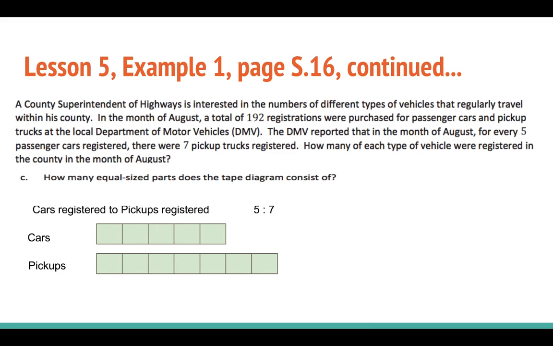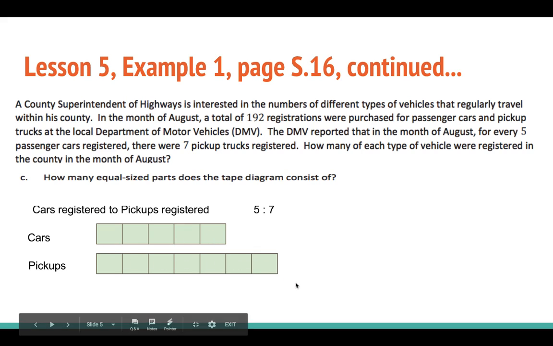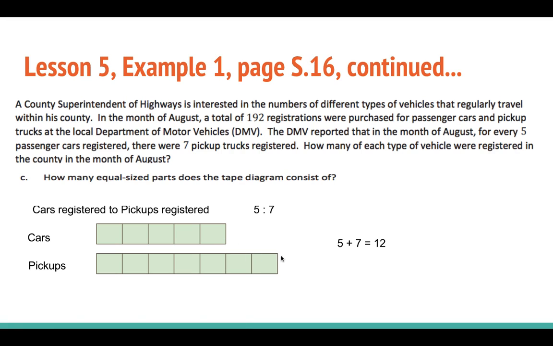Next is letter C. How many equal-sized parts does the tape diagram consist of? I'm just going to use my 5 to 7 ratio, which I had earlier. So we had 5 boxes here for cars and 7 boxes for pickups. That tells me that 5 plus 7 equals 12. These are the equal-sized parts that we have.